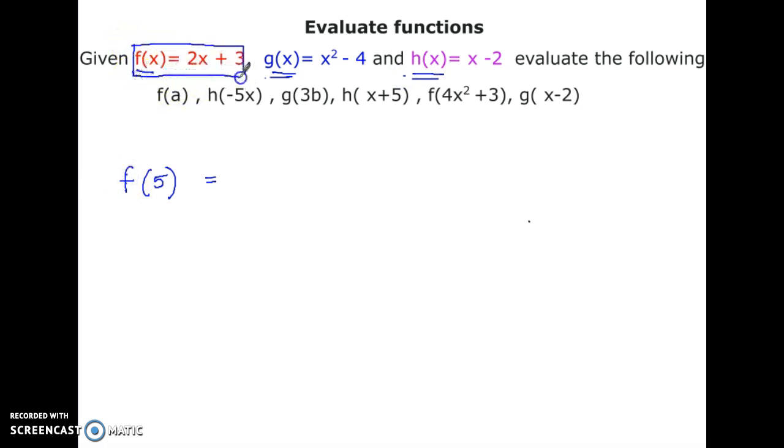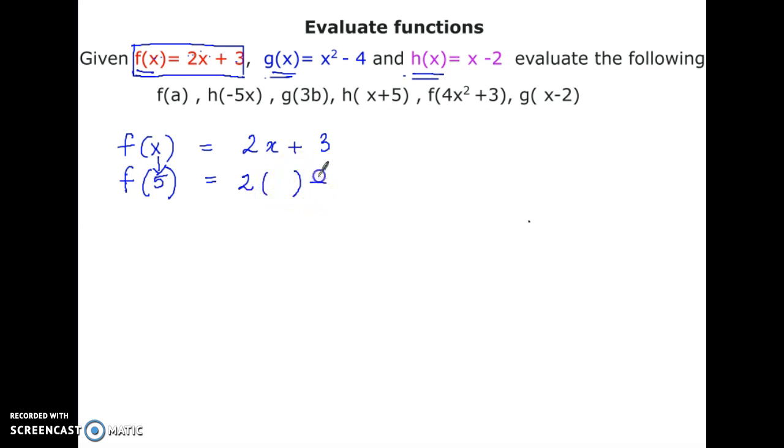F of x, the rule is given as 2 times x plus 3. Whatever comes in the place of x, I have to multiply by 2 and add 3. That's what it means. So let me write f of x over here. F of x is equal to 2x plus 3. Now in the place of x, it's replaced by the number 5. All we have to do is, instead of x, substitute 5.